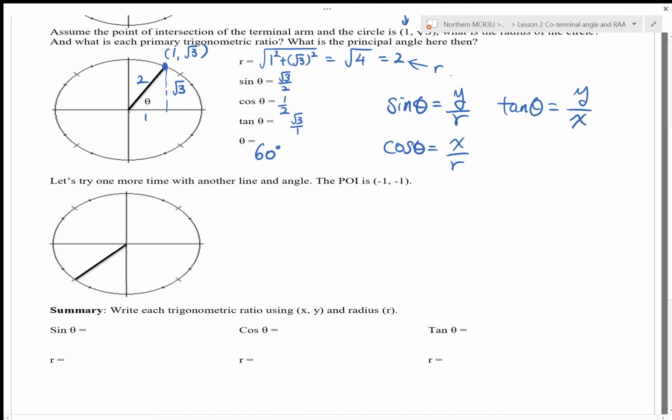This time, the point of intersection of the arm and the circle is -1 comma -1. Now remember that you're always drawing the straight line down to form a right angle triangle to the x-axis, never the y-axis. Don't ever draw the line to the y-axis, only to the x-axis. Now we know this length is 1, and this length is 1. Using our r, it's the square root of 1 squared plus 1 squared, which is square root of 2. So this is square root of 2.